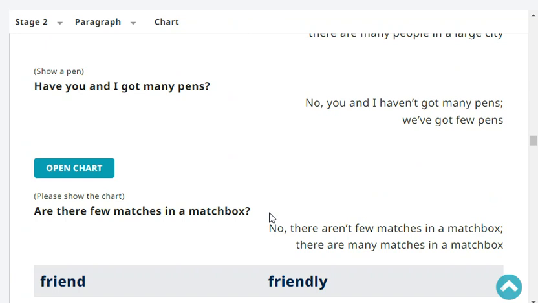Are there few matches in a matchbox? No, there aren't few matches in a matchbox. There are many matches in a matchbox. Very good. One more. No, there aren't few matches in a matchbox. There are many matches in a matchbox. Very good.